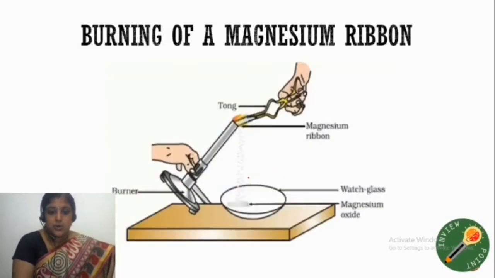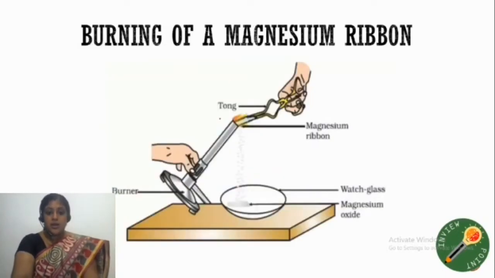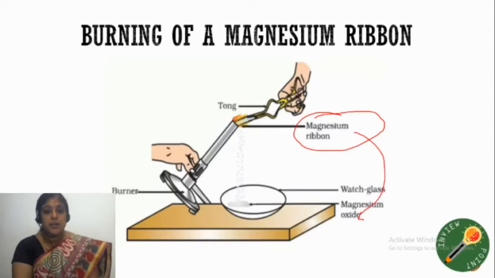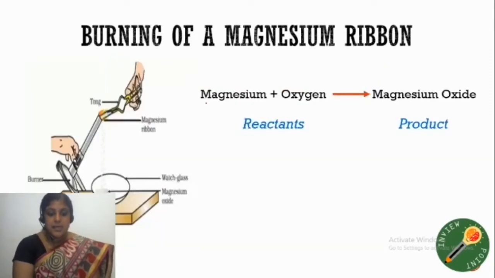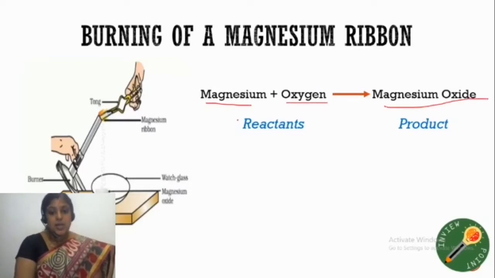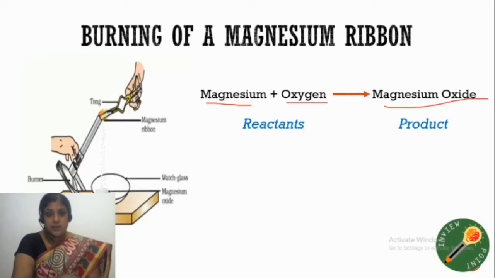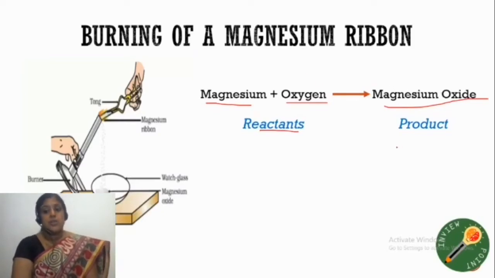Okay. So now let's write the chemical equation for the activity burning of a magnesium ribbon. See here, what was the chemical reaction? Magnesium reacts with oxygen to form magnesium oxide. So how do you write the equation in words in a sentence? We can write as magnesium plus oxygen gives magnesium oxide, right? So here the reactants are magnesium and oxygen, right? Magnesium and oxygen react together. So magnesium and oxygen are the reactants, while what is the product? These two react to form magnesium oxide. So that is the product.